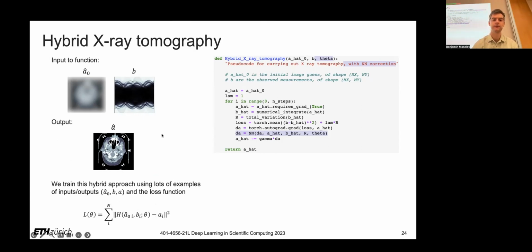So this is just the training data that you need to learn it. You just need examples of inputs and outputs of the function. So this should hopefully make sense to you. Any questions?